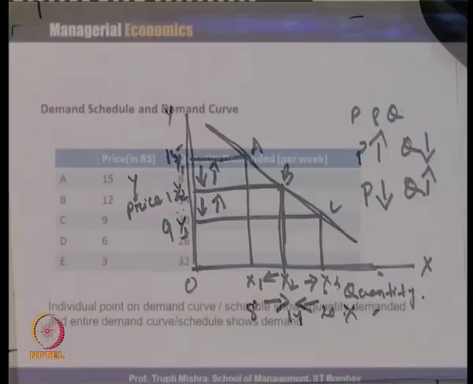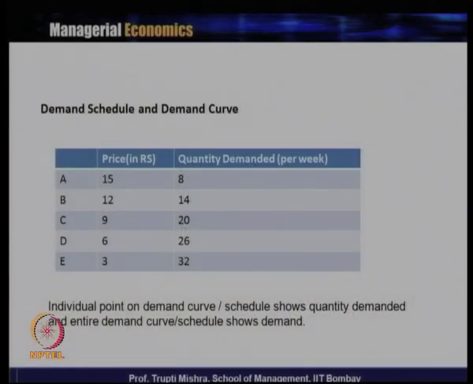So, the same relationship is again shown in your demand schedule. If you look at the trend over here, the price is decreasing, 15, 12, 9, 6, 3, and correspondingly the quantity demanded is increasing, because there is a decrease in the price. Again, if you read it from below, you will find that if you are moving from point E to point A, when the price is increasing, that again leads to a decrease in the quantity demanded. Any individual point on the demand curve or demand schedule shows the quantity demanded, while the entire demand curve or schedule shows the demand.